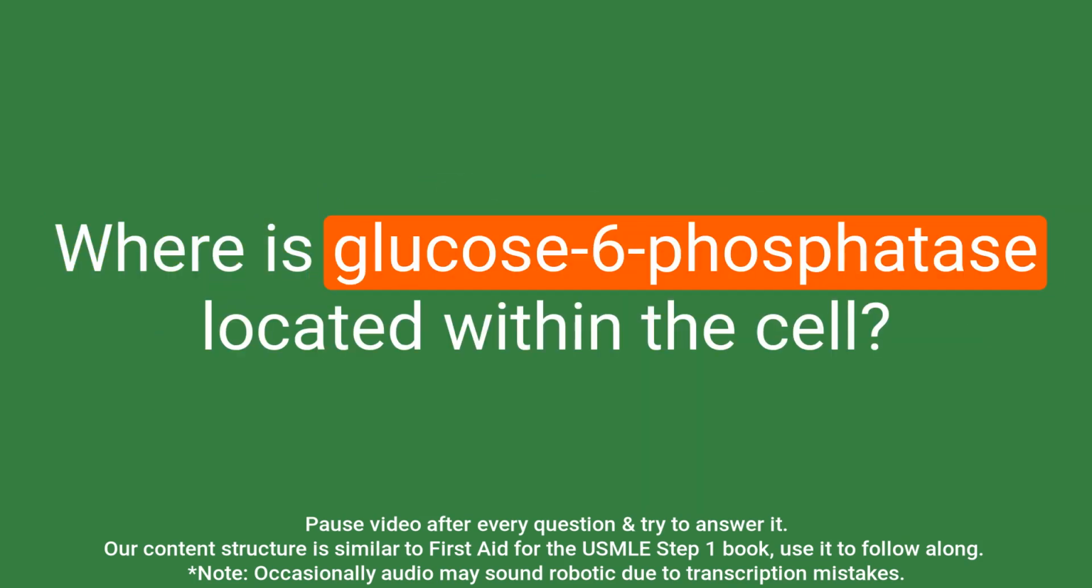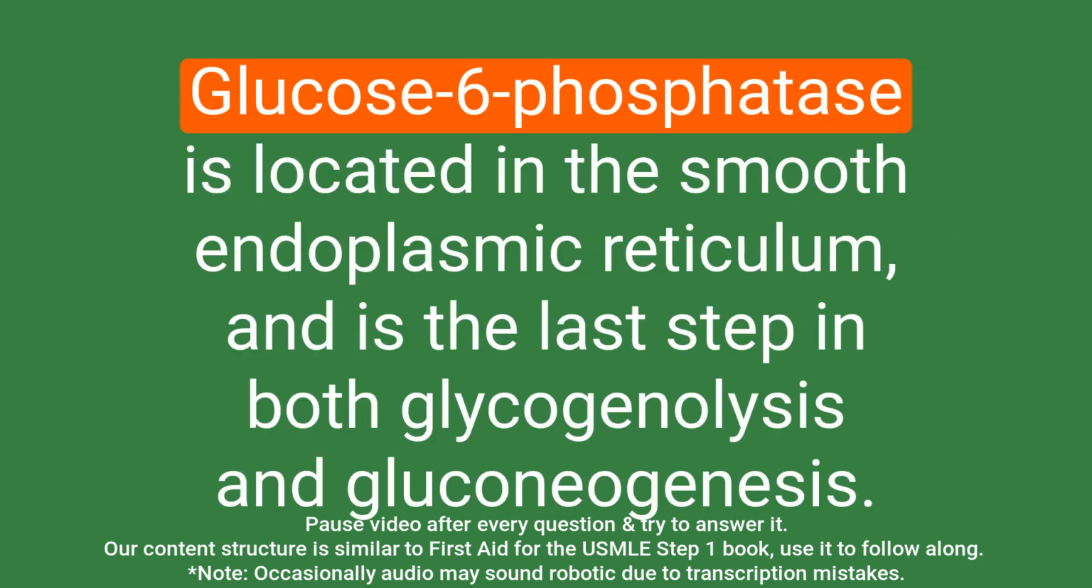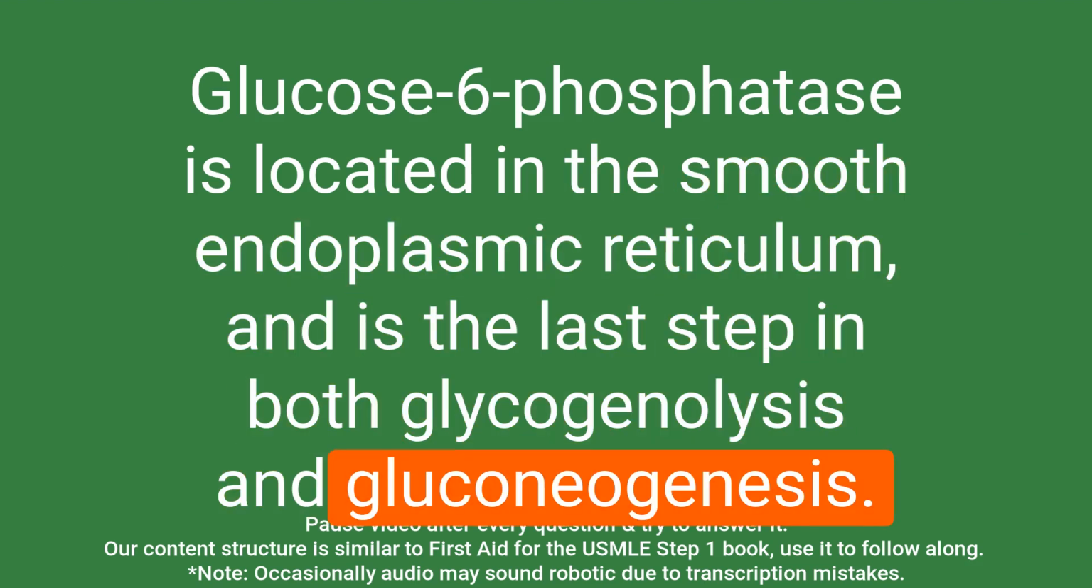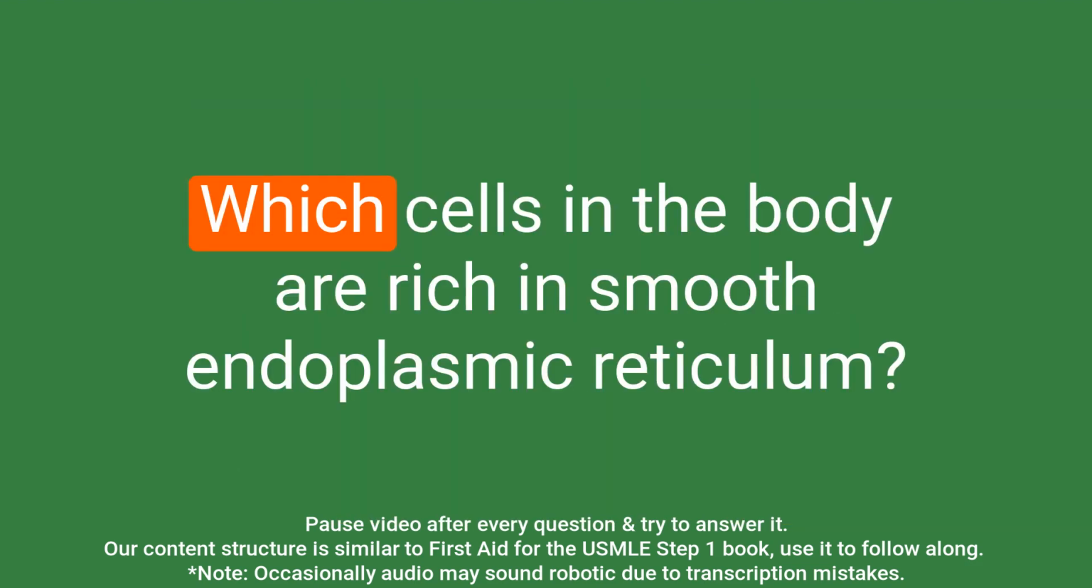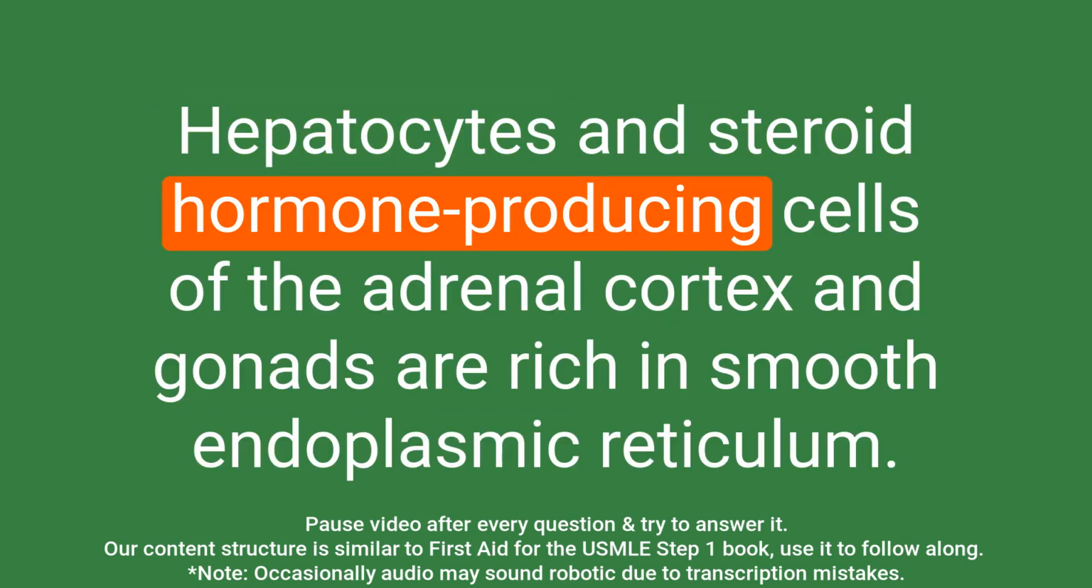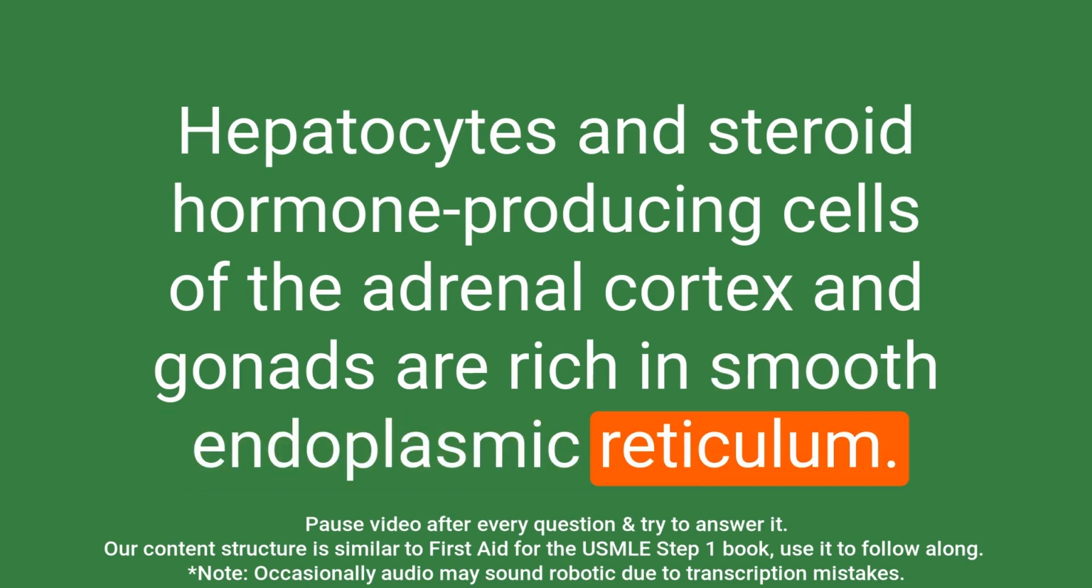Question: Where is glucose 6-phosphatase located within the cell? Answer: Glucose 6-phosphatase is located in the smooth endoplasmic reticulum and is the last step in both glycogenolysis and gluconeogenesis. Question: Which cells in the body are rich in smooth endoplasmic reticulum? Answer: Hepatocytes and steroid hormone-producing cells of the adrenal cortex and gonads are rich in smooth endoplasmic reticulum.